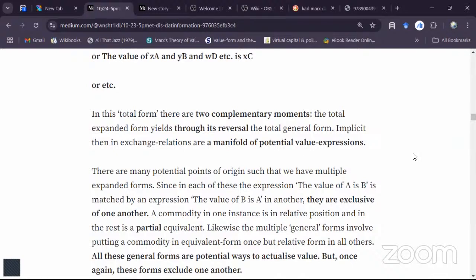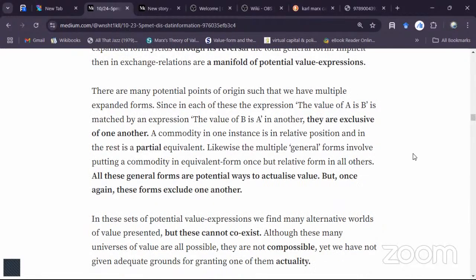Likewise, the multiple general forms that we've just described involve putting a commodity in equivalent form once, but relative form in all others. All these general forms are potential ways to actualize value, but once again, these forms exclude one another. There is a certain argument about singularity or uniqueness in this. In these sets of potential value expressions, we find many alternative worlds of value presented, but these cannot coexist. It's like on my cable system, for technical reasons, I can't get Disney Plus or Paramount Plus or whatever. Do I do badly about it? No, I have other issues, but it's interesting.